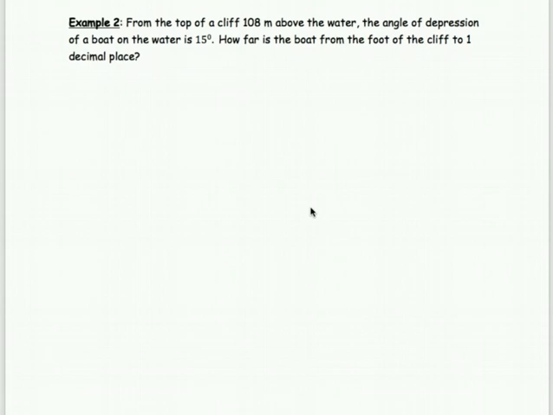Example 2 now. From the top of a cliff above the water, the angle of depression of a boat that's on the water is 15 degrees. How far is the boat from the foot of the cliff? I want you to go through and draw this diagram out first so you can visualize. Again, cliff, do you guys know what that is? So just draw a cliff here, and there's some water.